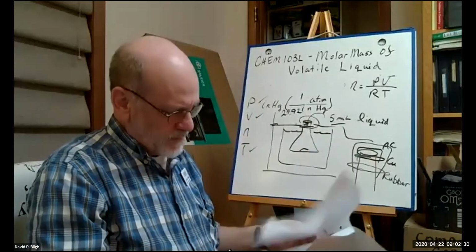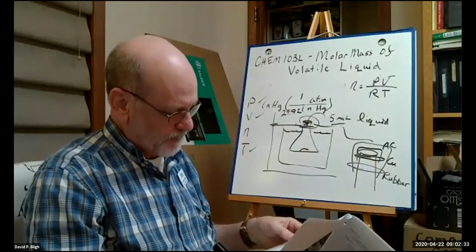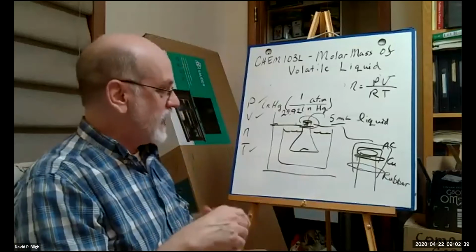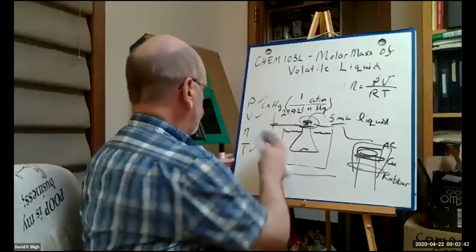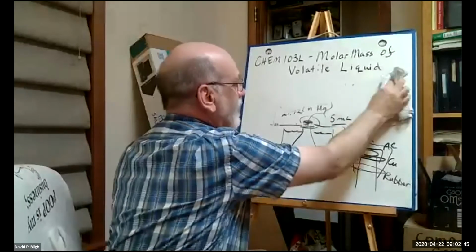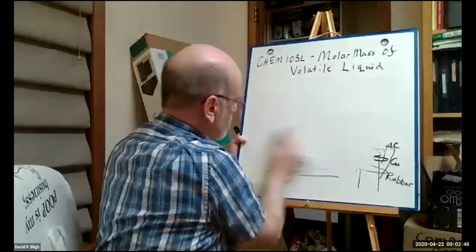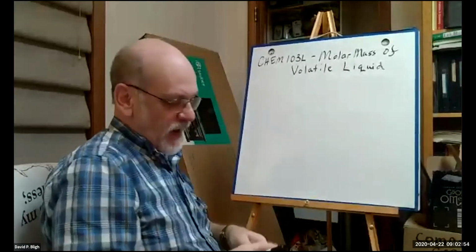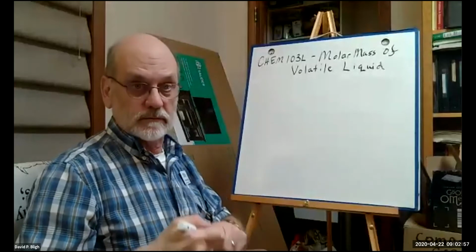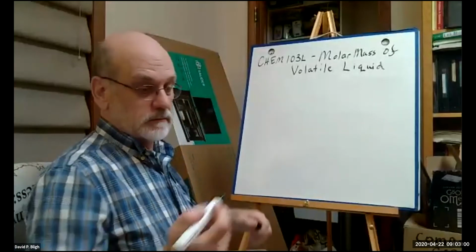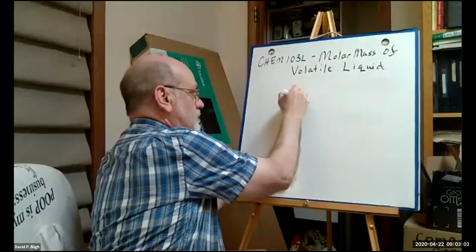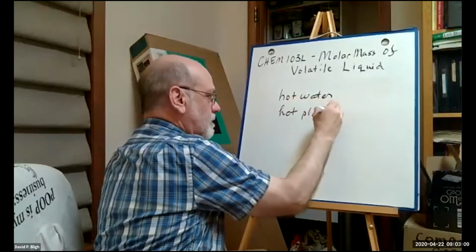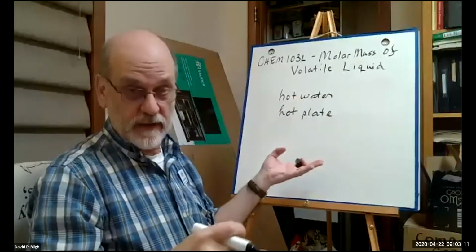So now that we've got all the data, what are some safety issues? Because that's part of your formal report. You've got to identify the safety issues. I'll let you think while I'm erasing the board. All right, so what's possible? What could go wrong? Well, you've got boiling water. You've got hot water. You've got a hot plate. Potential burn issues.